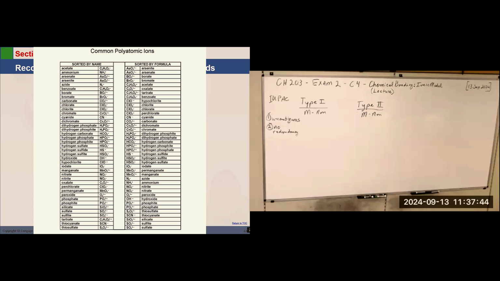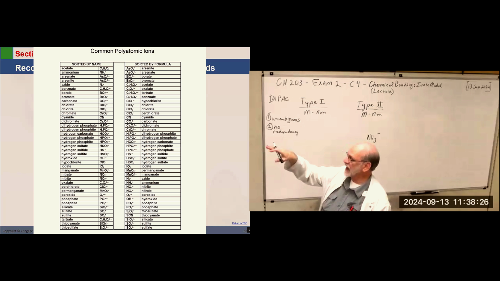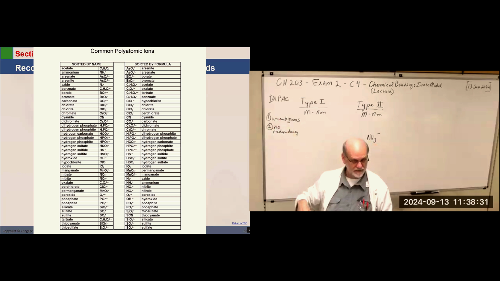What do polyatomic ions do? Polyatomics are just that. They're several atoms bound together. In fact, they're bound by covalent bonds. So they behave as a single unit. So for instance, NO3- is a polyatomic ion. And you'll notice the list on the left is a duplicate of the list on the right. It's just that the one on the left is arranged alphabetical by the name, and the one on the right is alphabetical by the formula. So just use whatever one you need. They're duplicated.